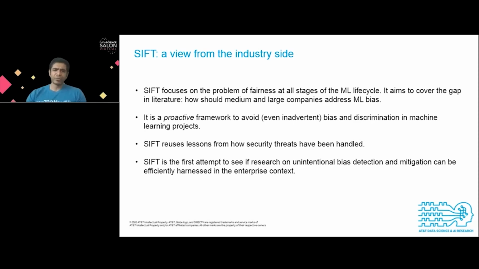Finally, to round out the introductory discussion in this slide, SIFT is the first attempt to propose a framework that efficiently brings together the research that's mostly been done in the academic community in terms of detecting and mitigating bias in machine learning problems in the industry context.